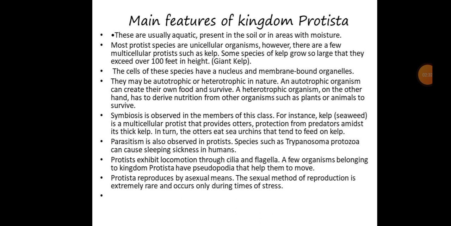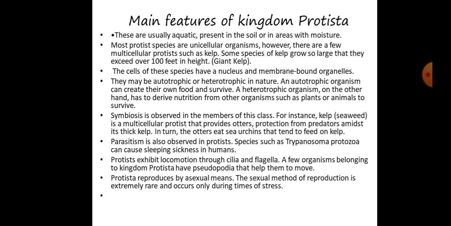When you come across the main features of kingdom Protista, you can see so many important as well as interesting features. Like they are usually aquatic as well as present in the soil or in areas with moisture. Most Protista species are unicellular organisms. So this kingdom is called acellular. That is, unicellularity is one of the important features of this kingdom.